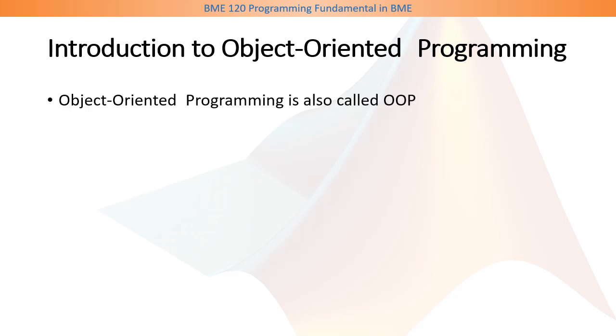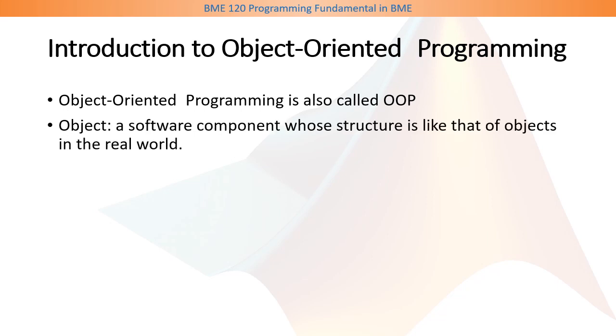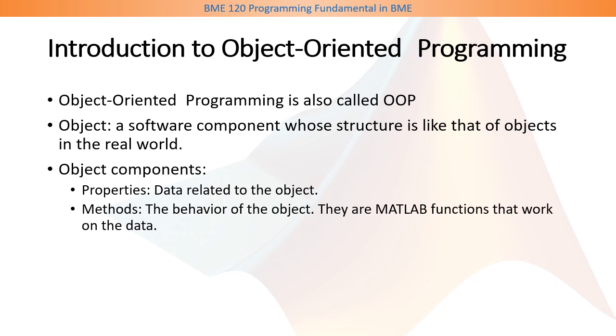Object-oriented programming is also called OOP. An object is a software component which is very similar to the objects in the real world. It has two components. One is called properties. They are the data related to the object. And the other is called methods. They are the behavior of the object. They're typically the MATLAB functions that can work on the data.